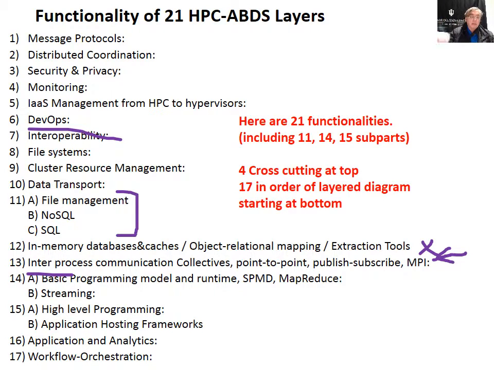You have your different stack members and they need to talk to each other. That's layer 13. So here we are. Let's get on with it.